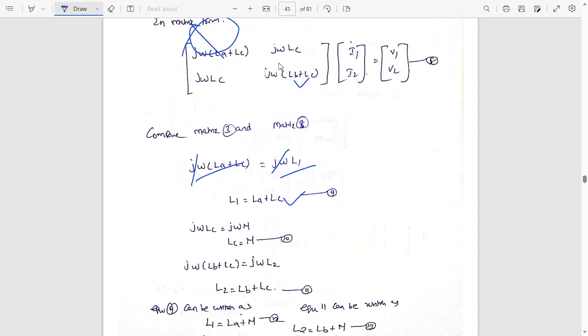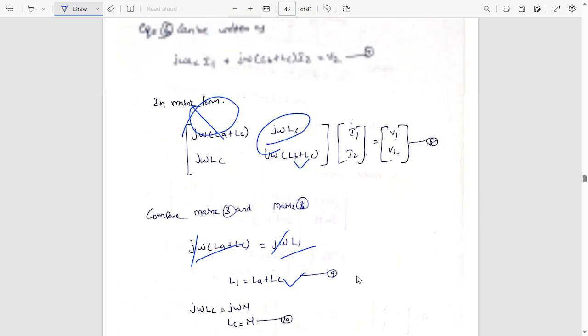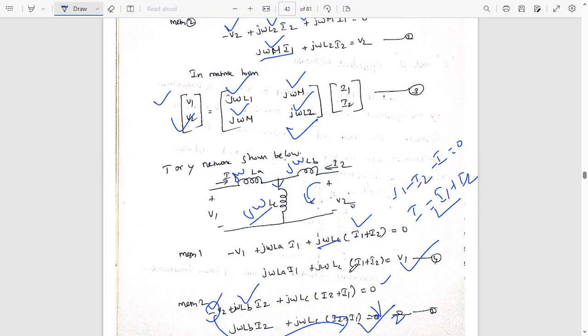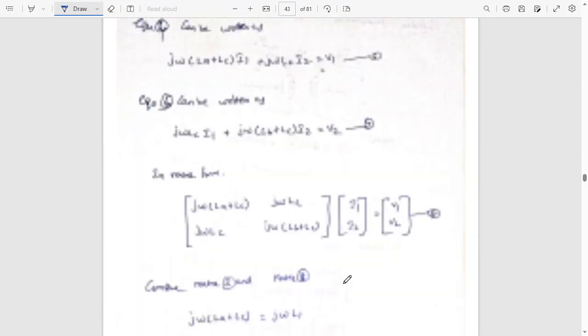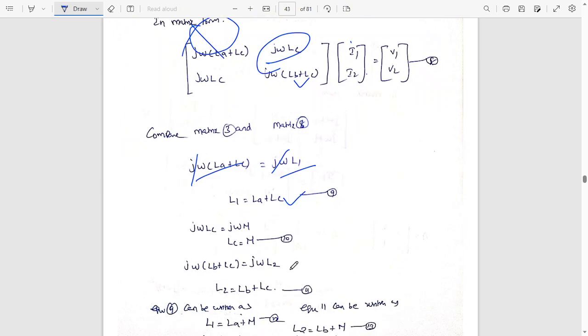Next, j omega LC will be compared with j omega M. So j omega LC equal to j omega M. So LC can be written as M. I can substitute here, so L1 equals LA plus M. L1 can be written as LA plus M. This is what we have written here.